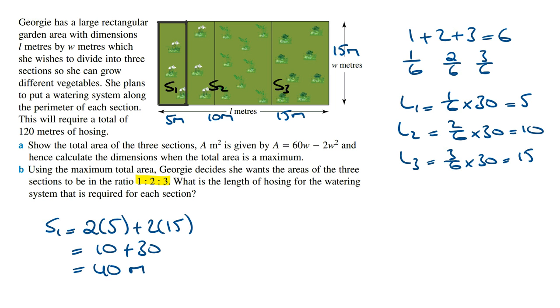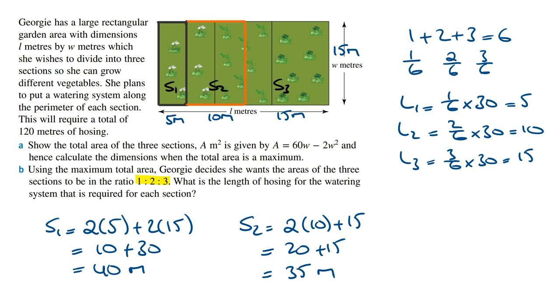For the second section, you only need hosing for 3 sides because one side is already shared with section 1. And so the total number of hosing needed for this section is going to be 2 times the length, which is 10 meters, and then plus 15 meters, which is the width. And so this is going to be 20 plus 15, which is equal to 35 meters.